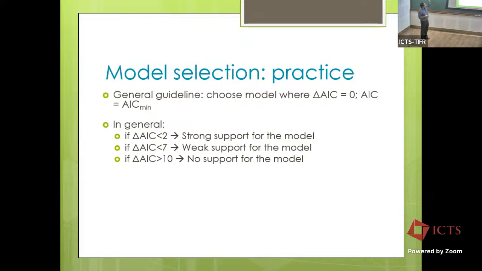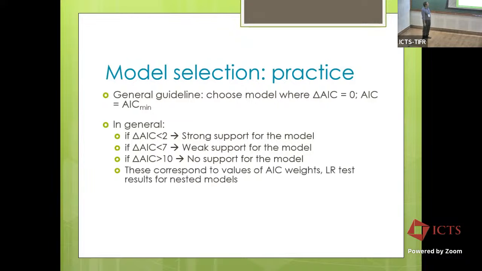Okay, this is what I said. Strong support for a model when delta AIC is less than 2. Weak support is between 2 and 7. Greater than 10 is like no support for a model.